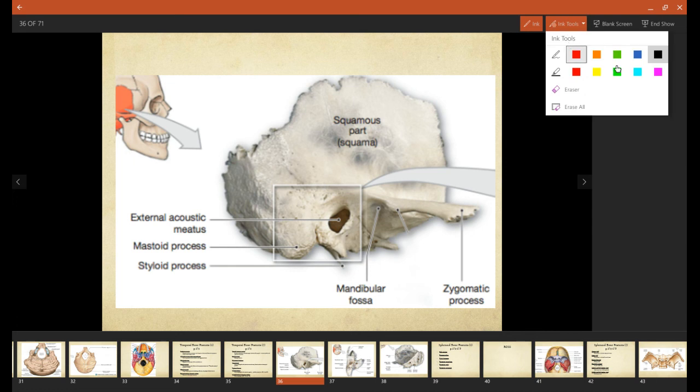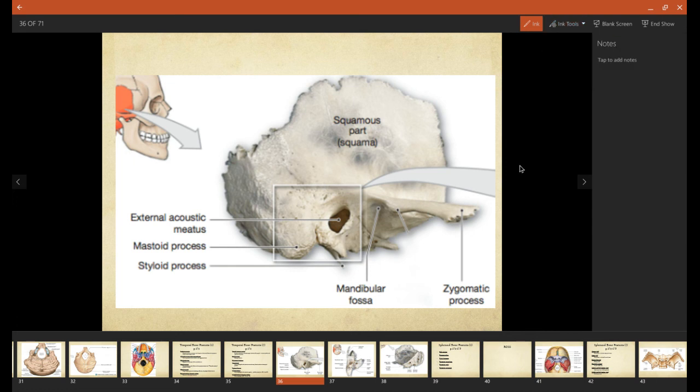Now, one thing I want to highlight is the mastoid portion. So the mastoid portion is this rough posterior section that includes the mastoid process. This is all just the mastoid portion that I've just highlighted.